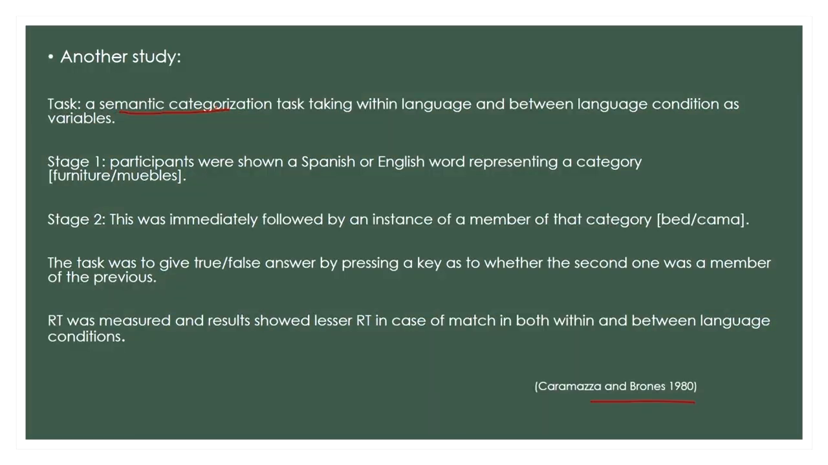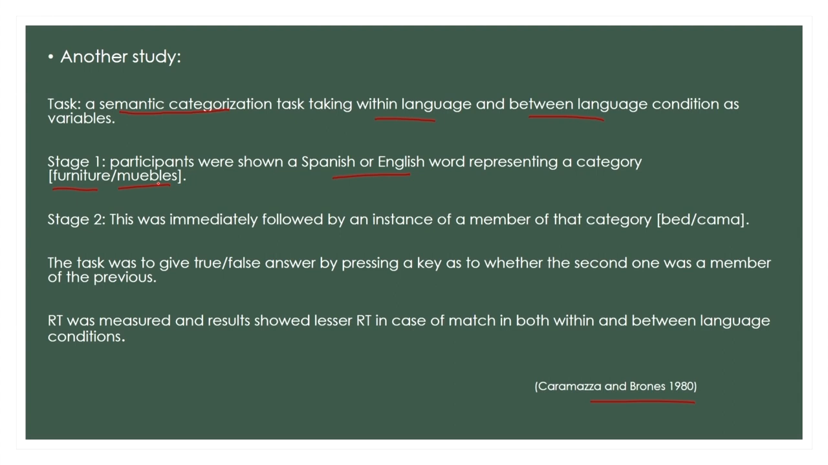So, they had again the same kind of within language versus between language condition, and there were two stages. Stage 1 was participants were shown Spanish English words, again this was a Spanish English bilingual study, representing a category. So, furniture is a category. A category is that storage, that mental conceptualization which includes a lot of members. So, the category furniture would include tables, chair, bed, cupboard and all of these things. That is why it is called a category name. Each category has many members. They had both Spanish and English words representing categories.